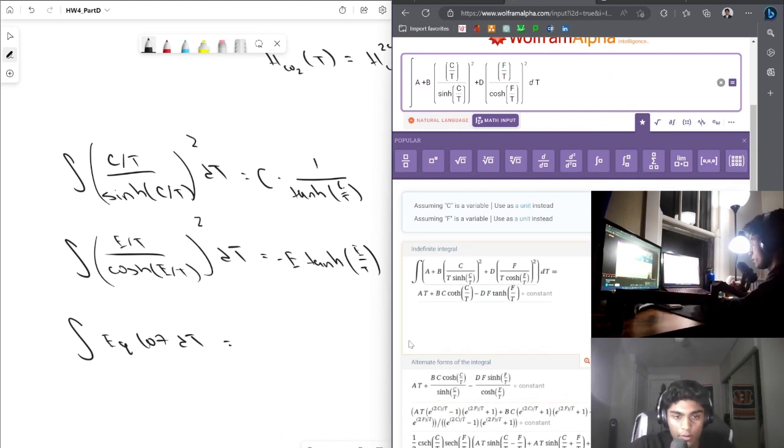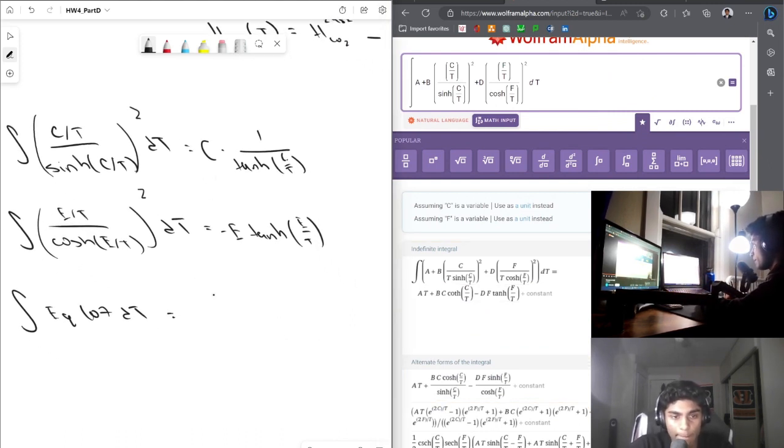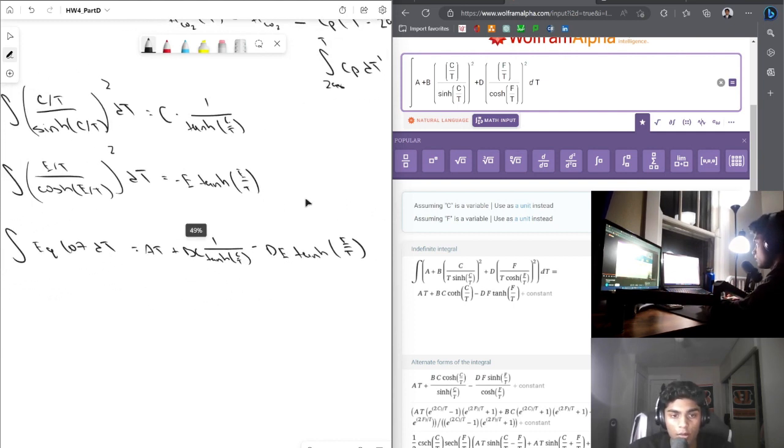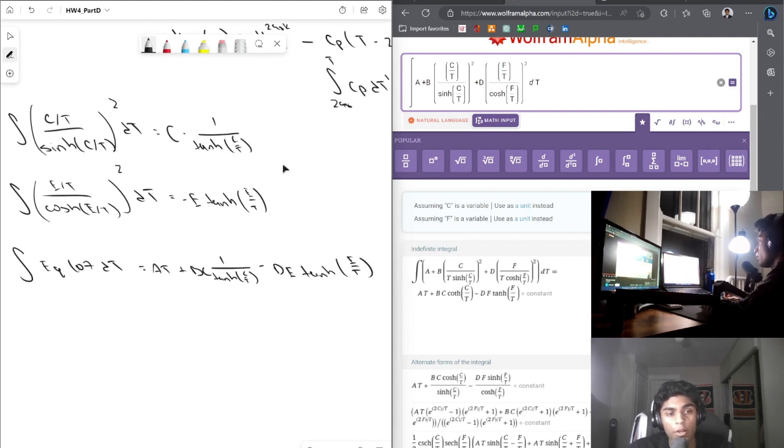So what we get here is AT plus BC 1 over tangent hyperbolic C over T minus DF, or I guess DE, tangent hyperbolic of E over T. So now that we've got our integrals for everything that we need to do, we can move on.